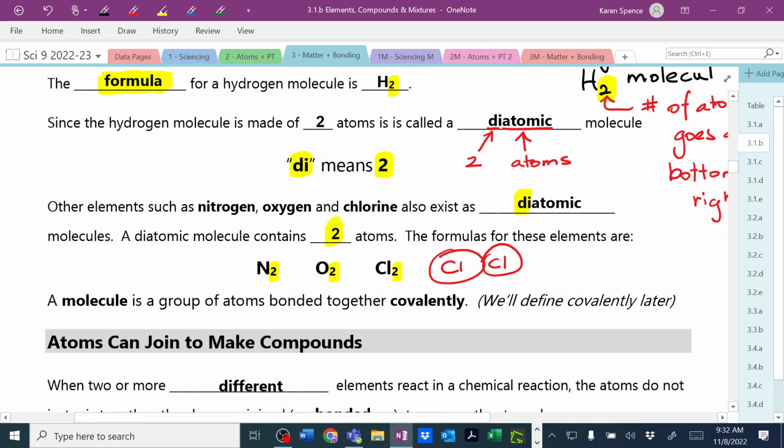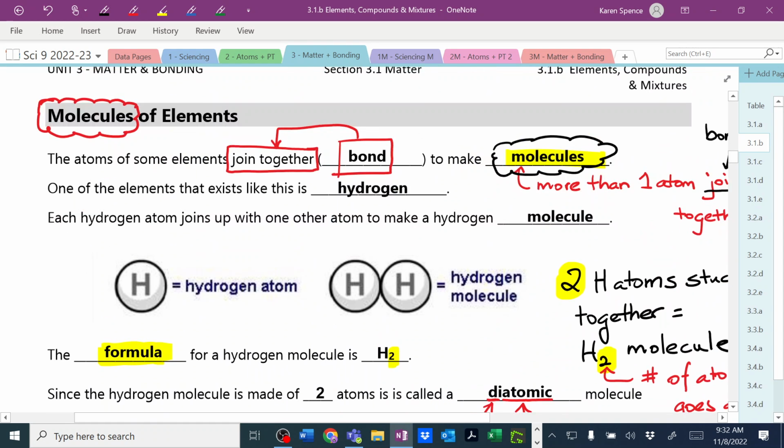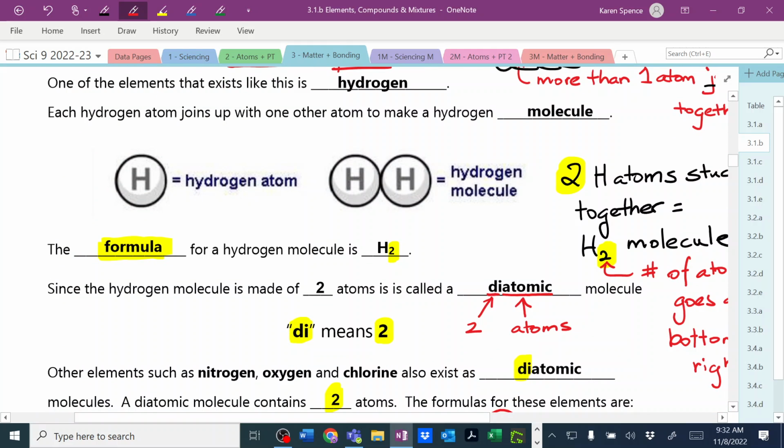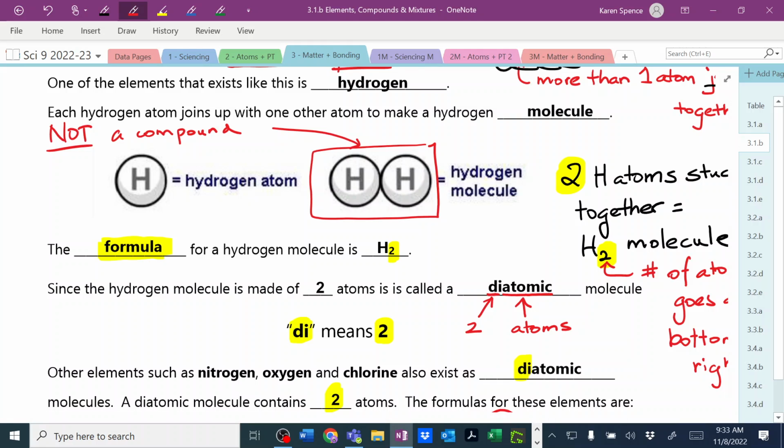Atoms can also join together to make compounds. So here we were making molecules, but did we make compounds? Is this a compound? H2. Why is this not a compound? Doesn't matter if you have 6 of them or 2 of them or whatever, it's not a compound because all the atoms are the same.